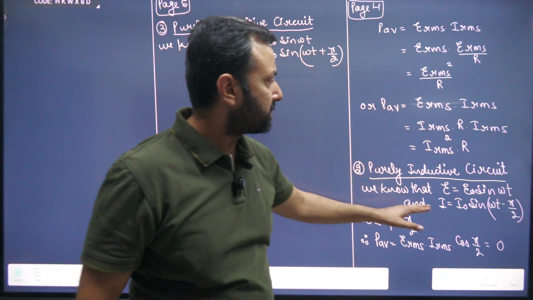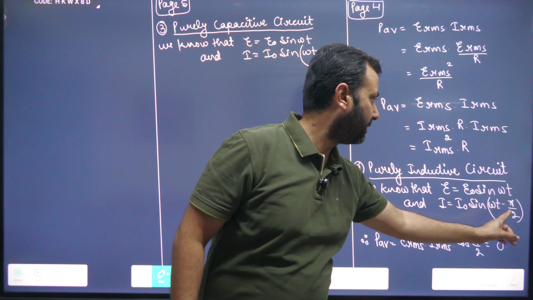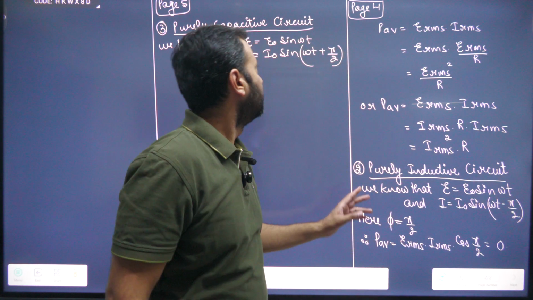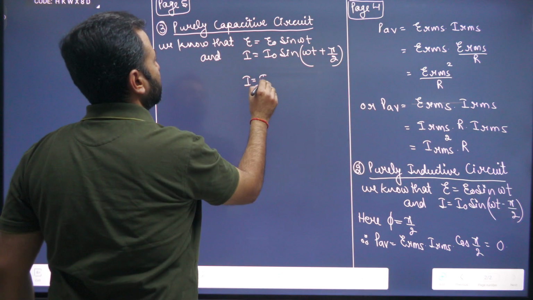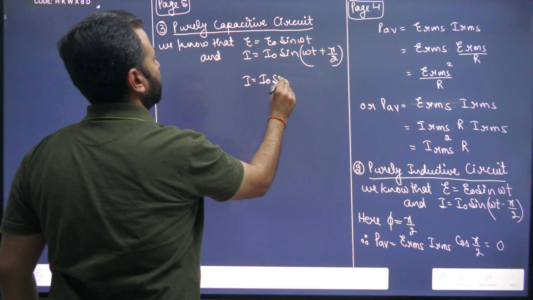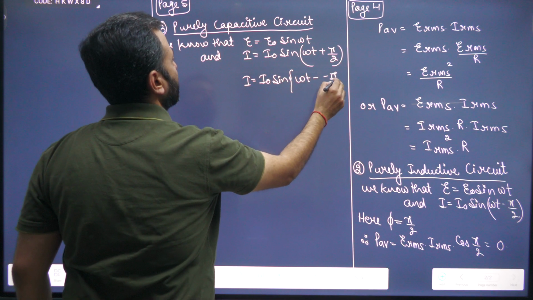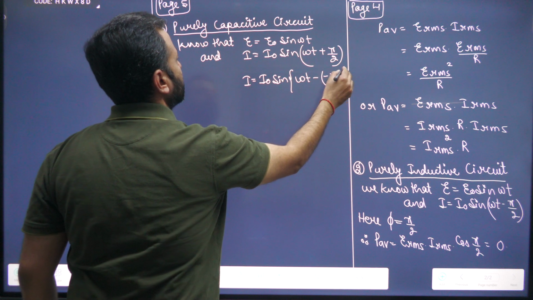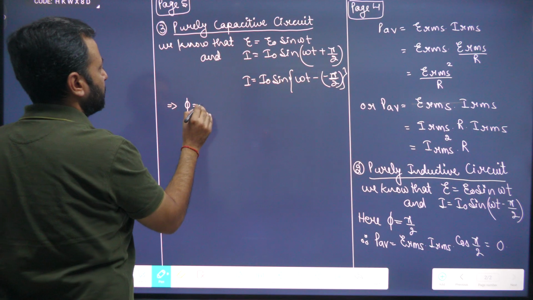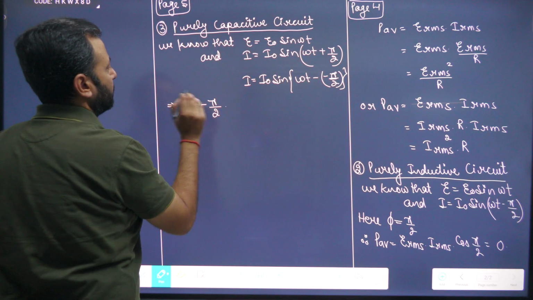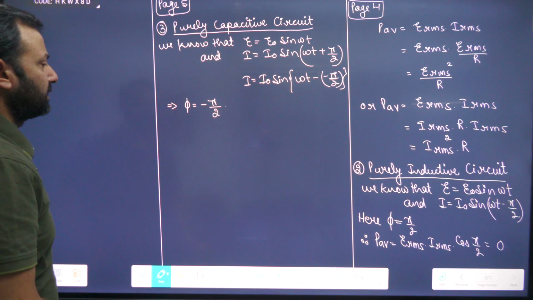In the purely inductive circuit, I have I naught sine omega t minus pi by 2. It means that pi by 2 is equal to phi. But here it is omega t plus pi by 2, so I can also write it like this: I naught sine omega t minus pi by 2. It implies that phi is equal to minus pi by 2.